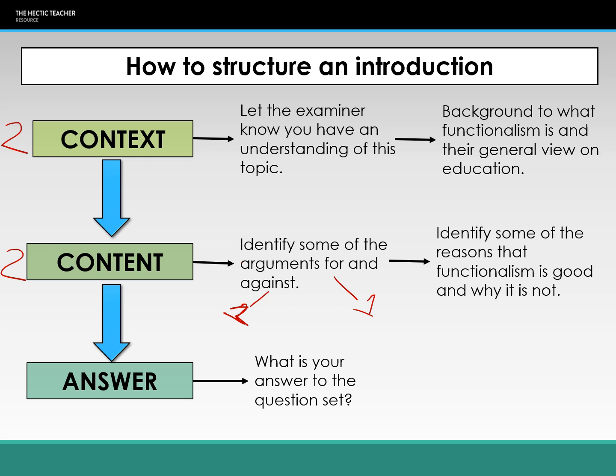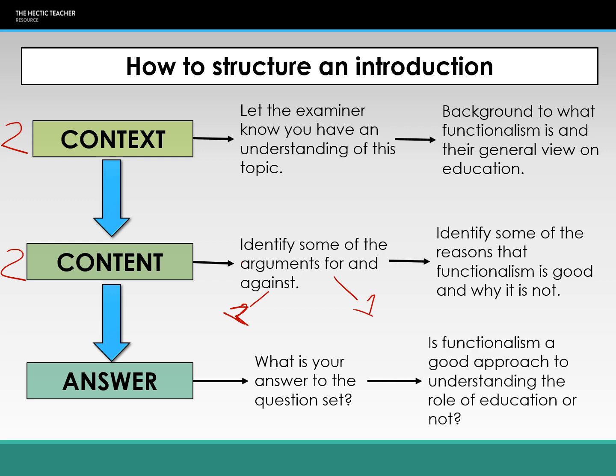And that has to flow through the entirety of your essay. You can't chop and change about once you've decided on that answer. It's almost like, I guess you're trying to convince the examiner that your answer is the right one. Okay, now either way is right, but you have to convince the examiner. It's almost like a persuasive piece of writing, because you're saying, I'm right because of this, and this is my evidence for it. So in this case, is functionalism a good approach to understanding the role of education or not?